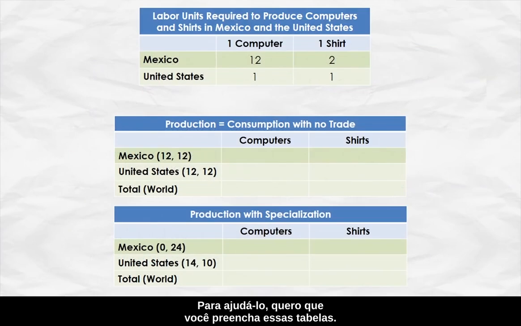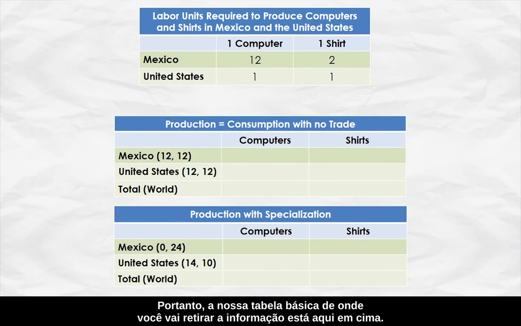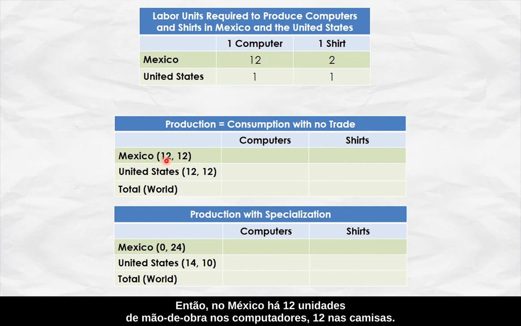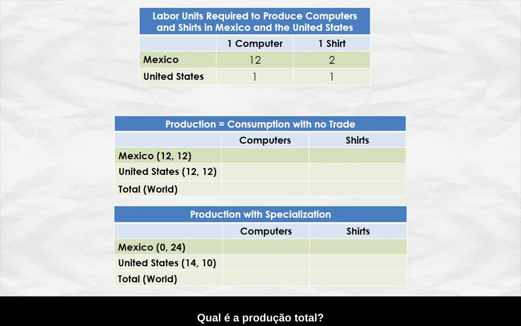To help you along, I want you to fill in these tables. So our basic table from which you're going to draw the information is up here. If both countries have 24 units of labor, half devoted to computers, half to shirts, there's no trade, so production is equal to consumption in this first example. What is production going to be? So Mexico, 12 units of labor for computers, 12 shirts. How many computers, how many shirts? Same for the United States. How many computers, how many shirts? What's total world production?